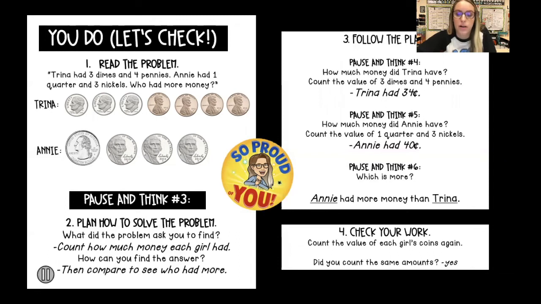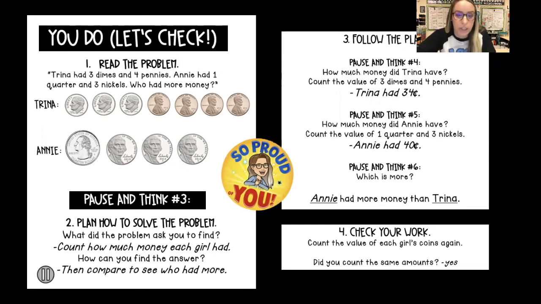Number 4 said, how much money did Trina have? Count the value of 3 dimes and 4 pennies. You should have gotten 34 cents. On our fifth pause and think question, it says, how much money did Annie have? You're going to count the value of 1 quarter and 3 nickels, and Annie had 40 cents. So the pause and think question number 6 asks, which is more? So who had more money? Annie had more money than Trina. That should have been your answer.